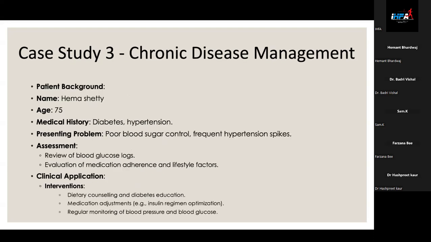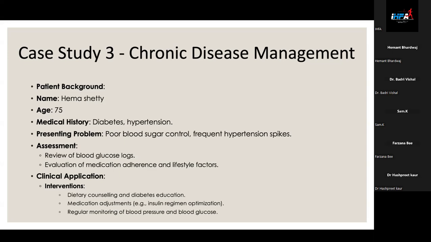So all these things were taken from that. Coming to the third study, which was a chronic disease management, we had a patient. When I was there in South, I saw that patient, and her name was Hema Shetty, and she was 75 years old. She had a history of diabetes and hypertension, and presented with a problem of poor blood sugar control with frequent hypertension spikes.